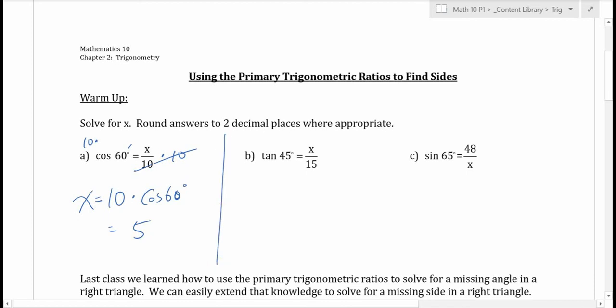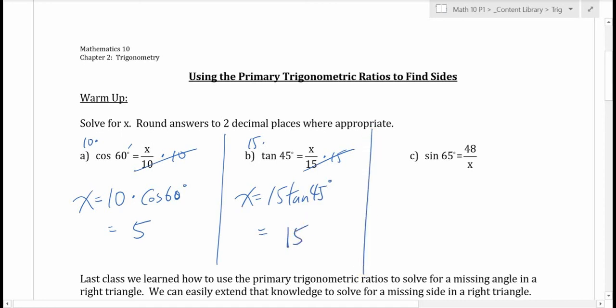Again, tangent 45 is simply just a number. So to solve for x, you just multiply both sides by 15, so you can get rid of that divided by 15 here. So x equals 15 times tangent 45. And that gives you exactly 15, because tangent 45 is just 1.